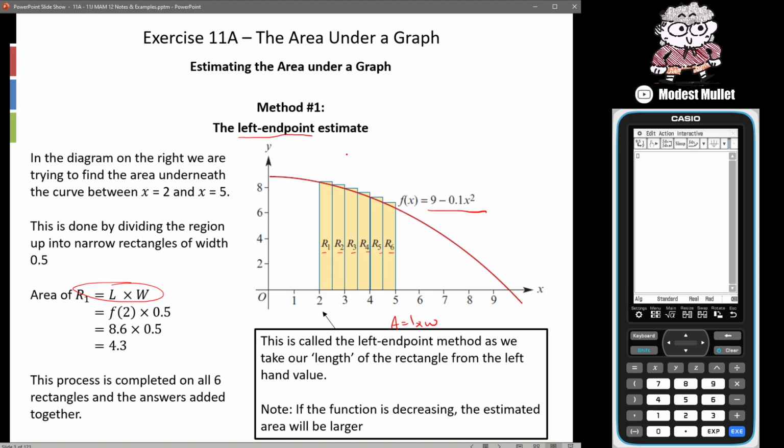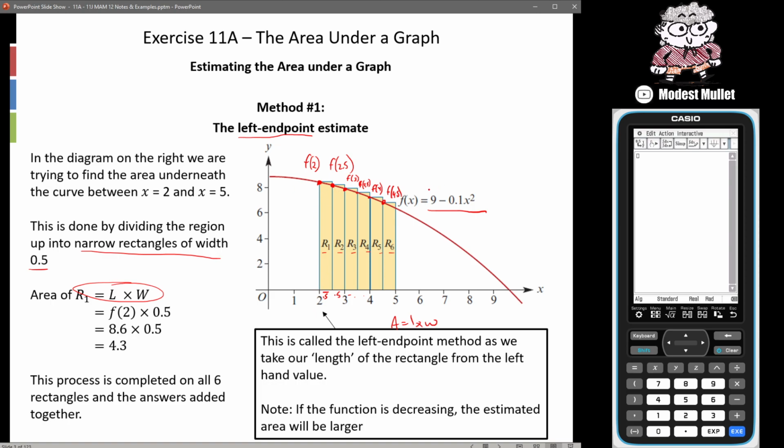Now, the left endpoint estimate is about putting the rectangle where the top left corner of it is on our equation, on our line. So that point there is f of 2. And then this point here for region 2 is f of 2.5. In each case, this is 0.5, 0.5, 0.5, so the width of all our regions is 0.5, as it's talking about over here at the left. This point at the left is f of 3, then we get f of 3.5, f of 4, and then our last region starts with f of 4.5.